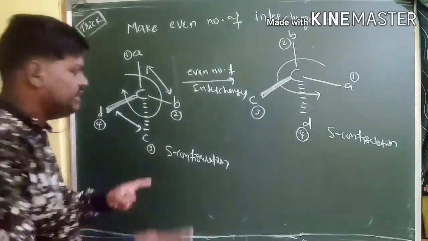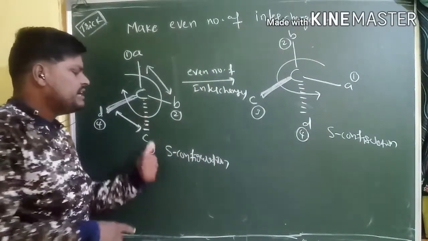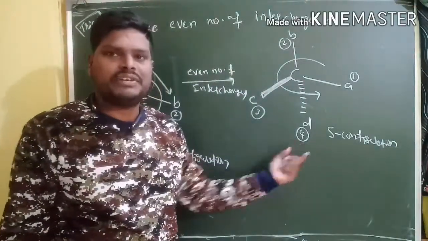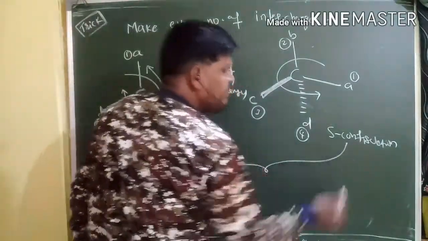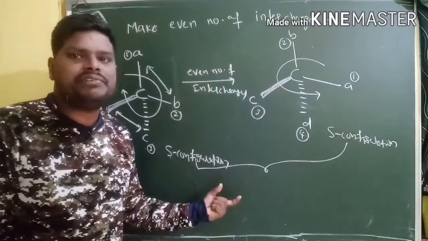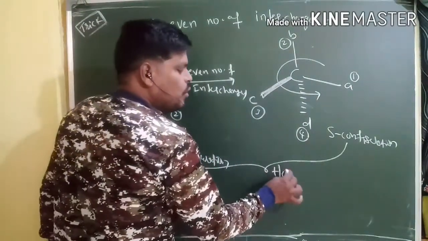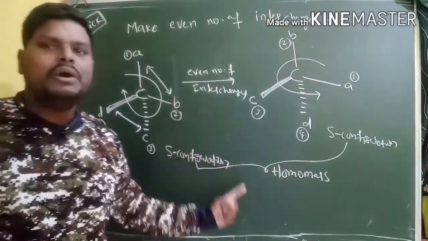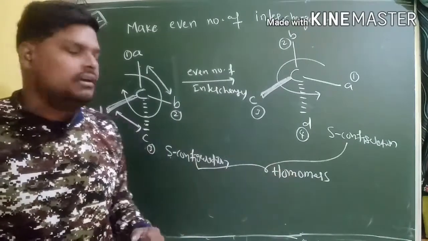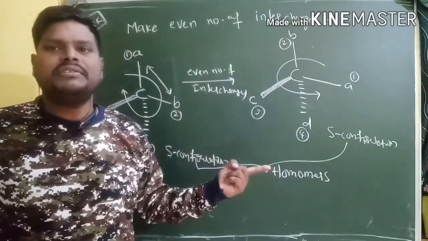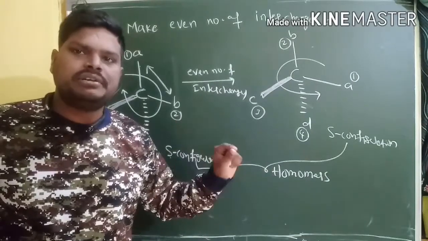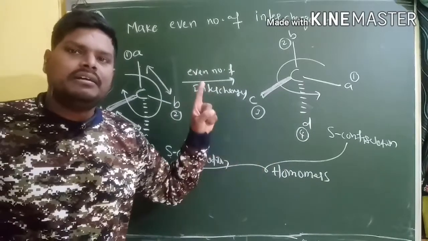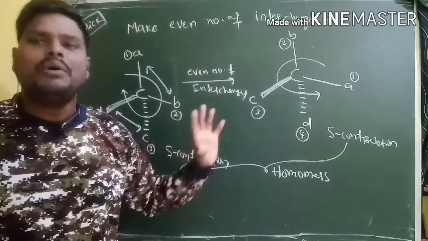And here, if you observe carefully, the reactant is also S configuration, and after interchanges the product is also S configuration. Both have the same configuration. This type of configuration is called homomers. What is the definition of homomers? Homomers have identical structure and the same configuration at all chiral centers. Same structure and same configuration at all chiral centers is called homomers.